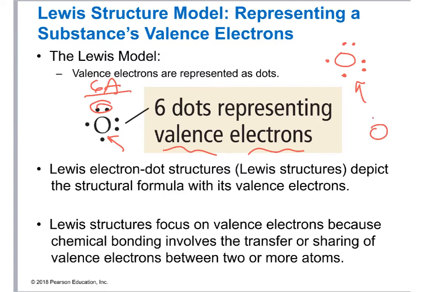You would not, kind of like Hund's rule a little bit, draw oxygen like this. And the reason this is more useful is by looking at this Lewis structure, hopefully you can see that oxygen is most likely going to make 2 bonds because it has 2 unpaired electrons. So it ends up being a pretty useful theory.